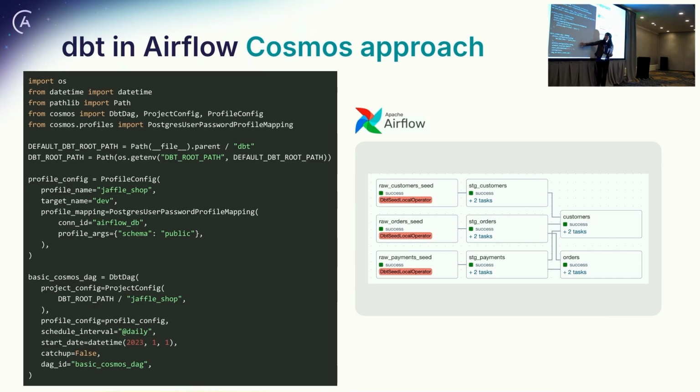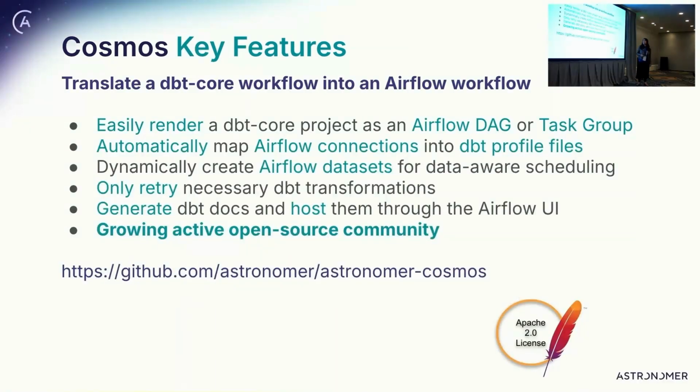Another very used feature in Cosmos is the ability to go from an Airflow connection into a dbt profile file. So in dbt, people usually define a profiles file where you would have all the details of how to connect to the databases where you're trying to run your transformations. On the other hand, in Airflow, we would have connections. So Cosmos allows people to only define things in one place through connections, and then we create the profiles that dbt will be using. So those are some of the main features that we currently have in Cosmos.